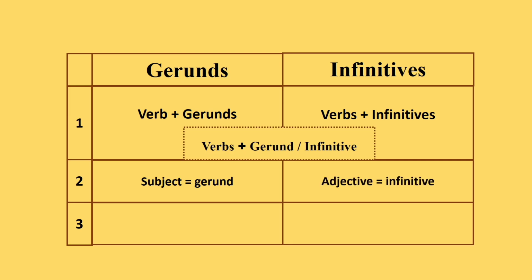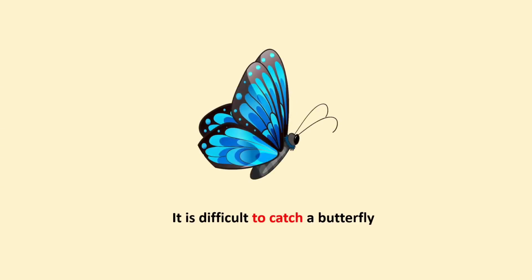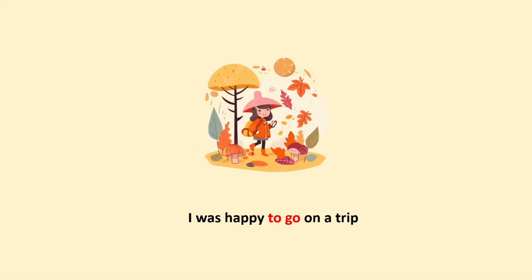After an adjective, we usually use infinitive. For example, it is difficult to catch a butterfly. I was happy to go on a trip.